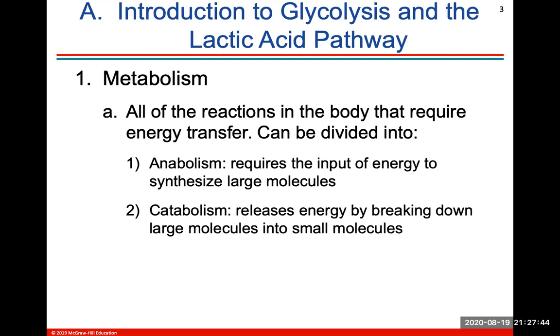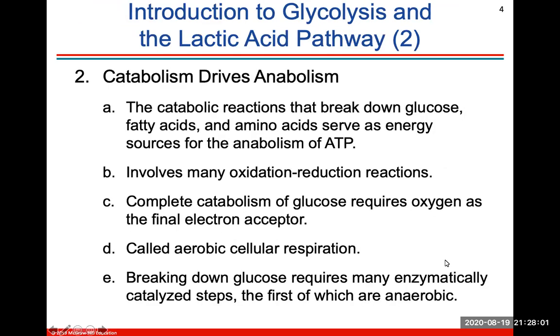First of all, the reactions in your body that require energy transfer can be divided into anabolism, which requires the input of energy to synthesize large molecules, and catabolism, which breaks large molecules into smaller ones. They drive each other, and basically your catabolic reactions that break down glucose, fatty acids, and amino acids, which build proteins, serve as energy sources for the anabolism of ATP.